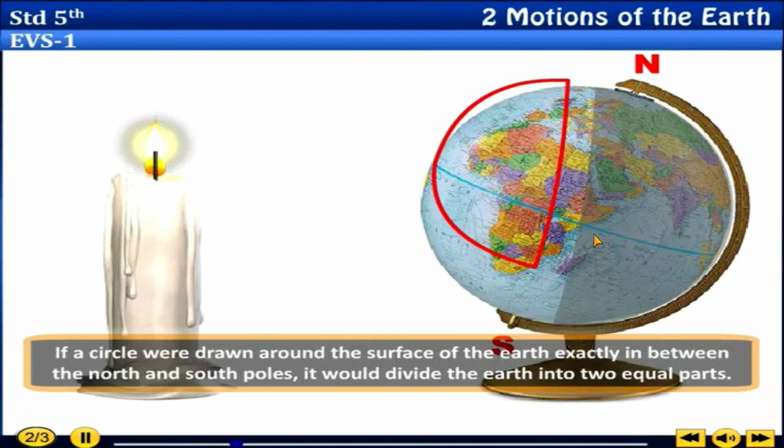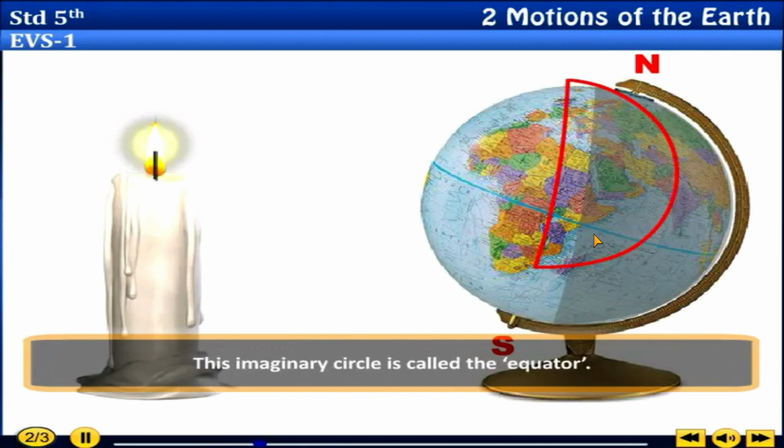If a circle were drawn around the surface of the Earth exactly in between the north and south poles, it would divide the Earth into two equal parts. This imaginary circle is called the equator.